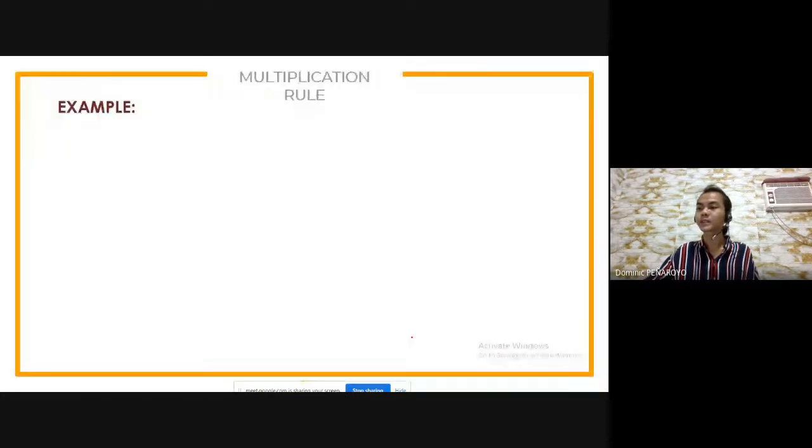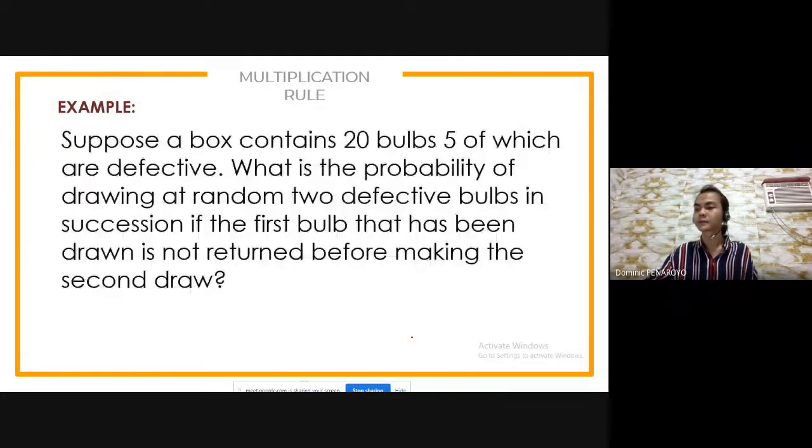Okay. Alright, so another example tayo. Okay, suppose a box contains 20 bulbs of which 5 are defective. What is the probability of drawing at random 2 defective bulbs in succession if the first bulb that has been drawn is not returned before making the second draw?